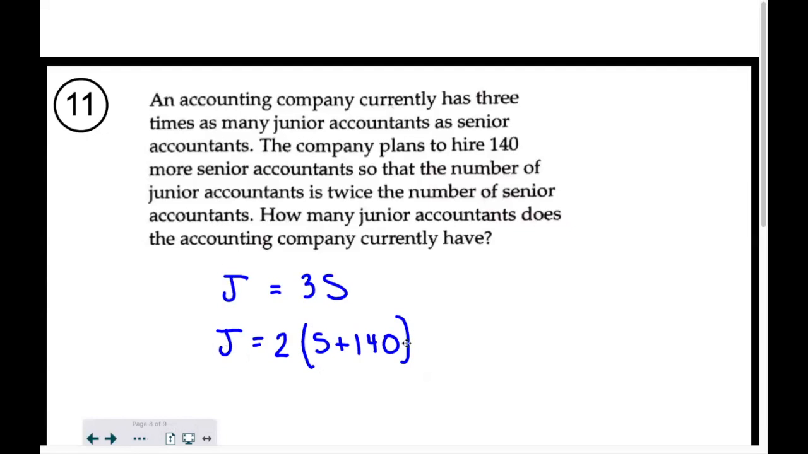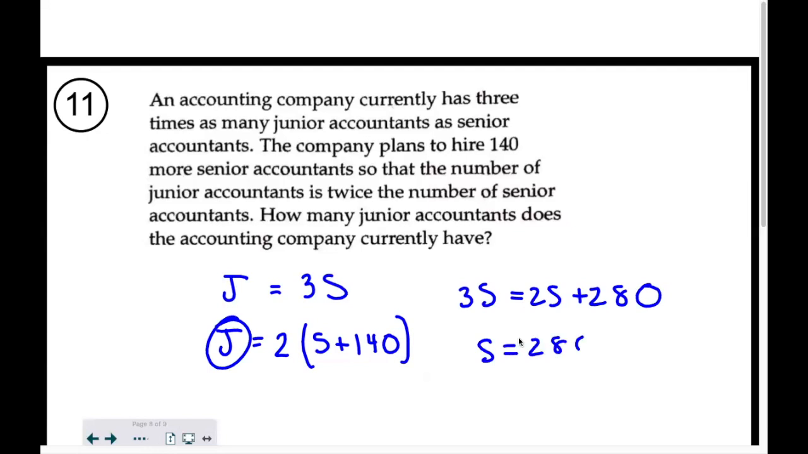That's the hard part. The easy part is solving the system. I know they ask for junior, but I'm going to solve for S because I can just do a simple substitution. So I can just do 3S, I can place that here. And then over here, I'll distribute. So 2S plus 280. Subtract, so I get S equals 280.